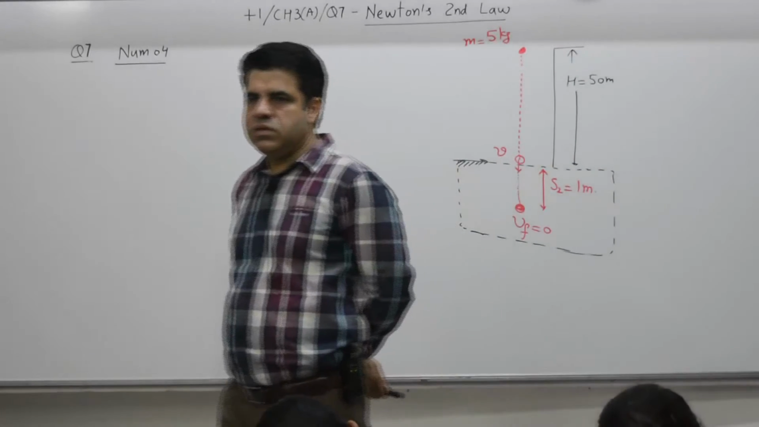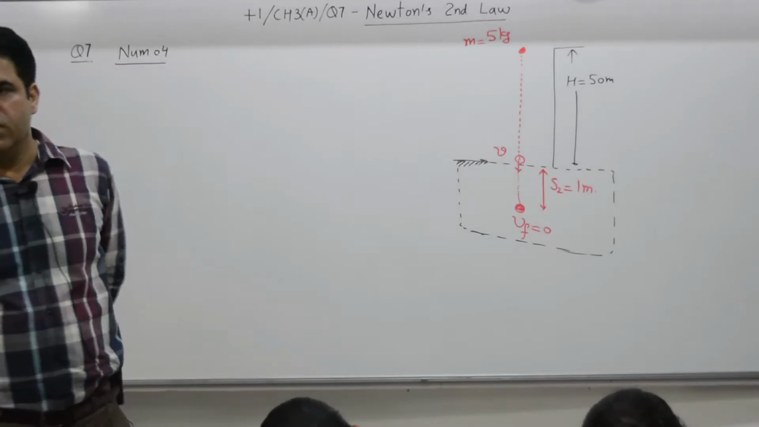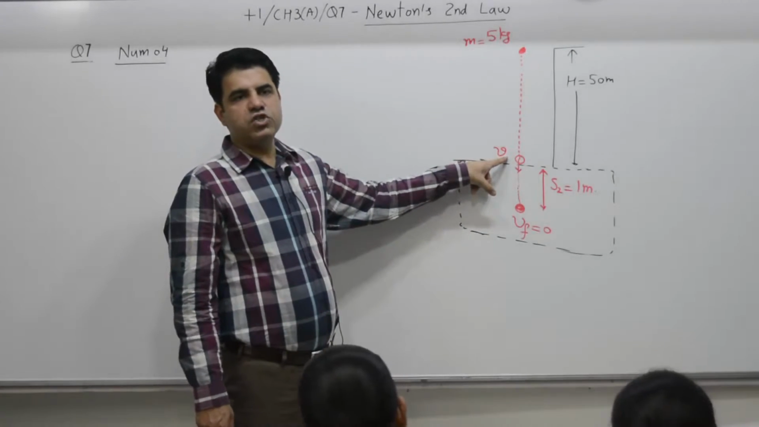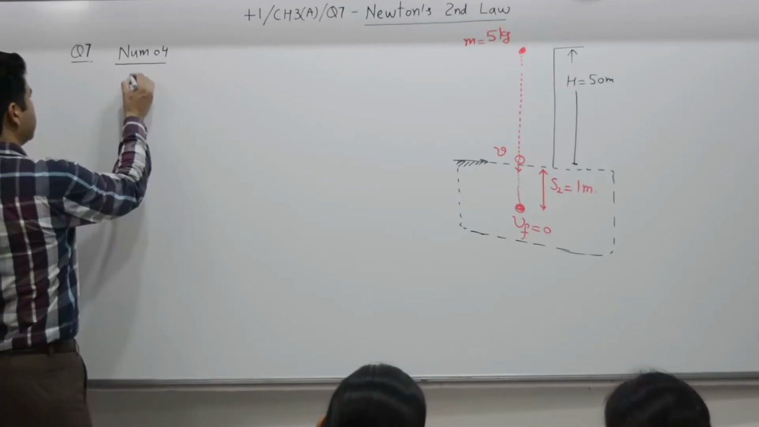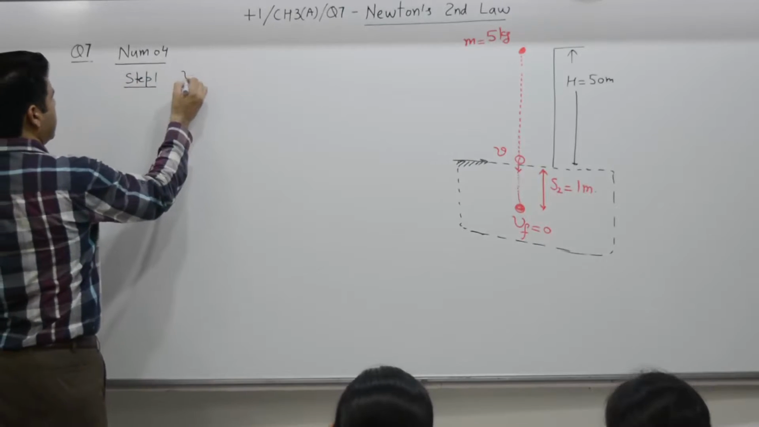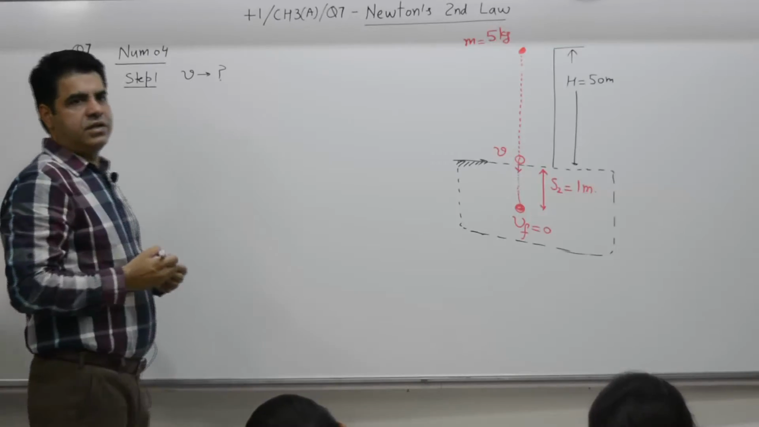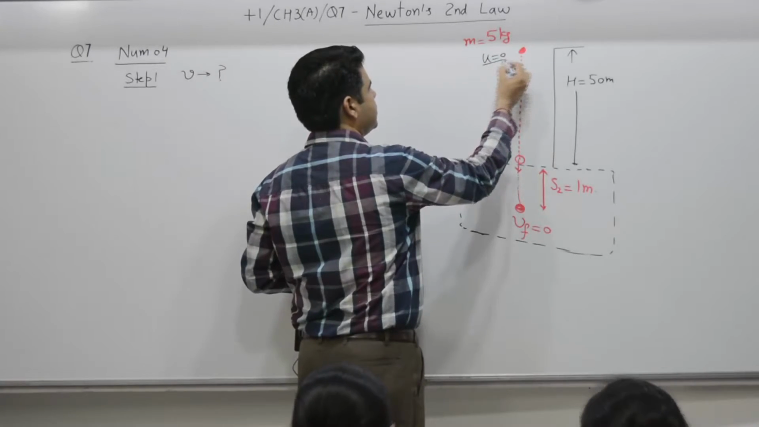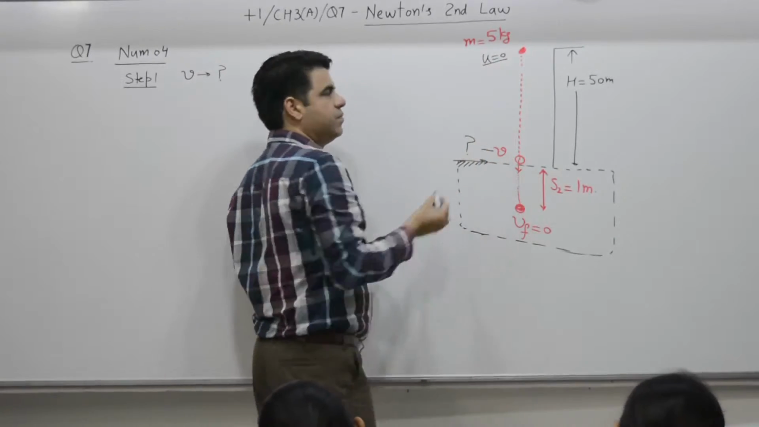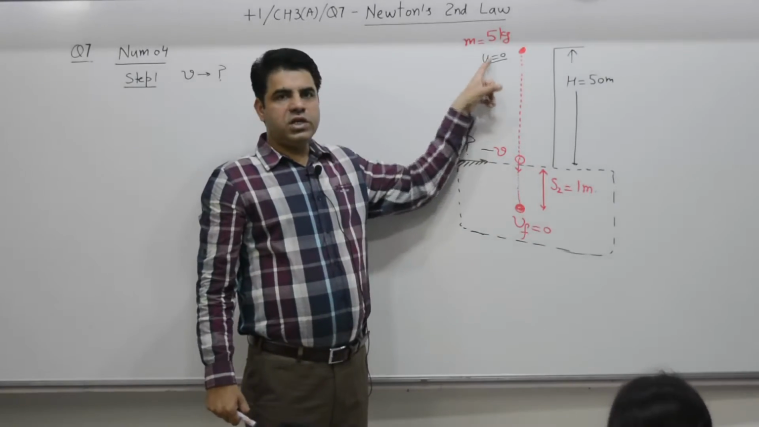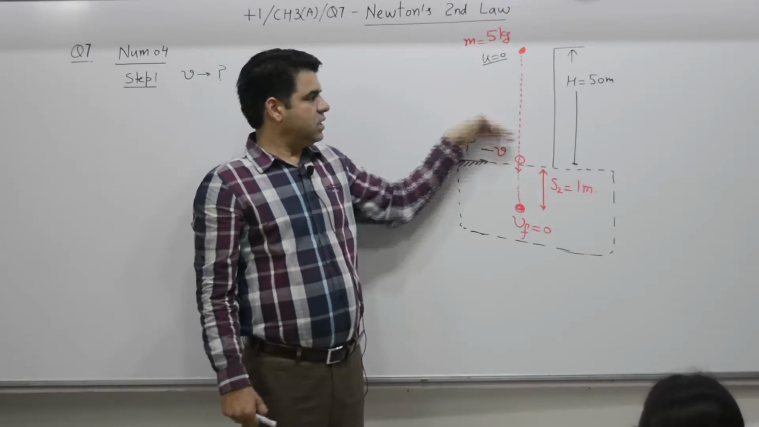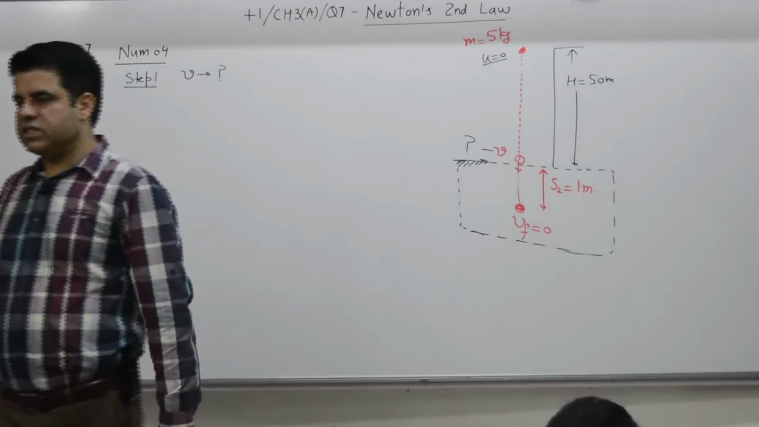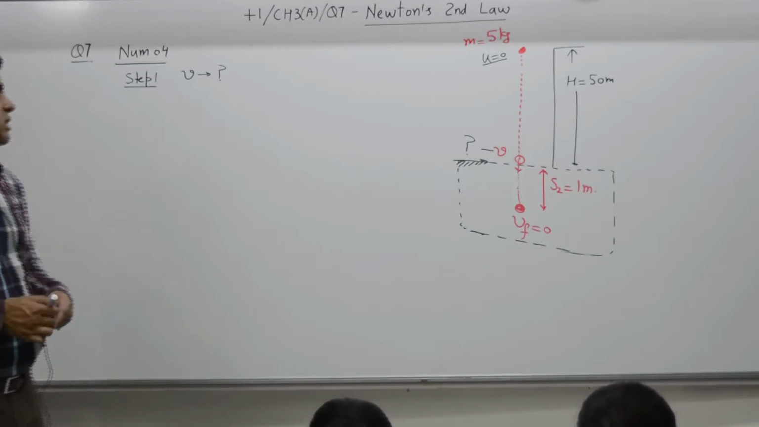Step 1 should be what? Step 1 is to find V. Hint: apply initial speed here. U is 0. V you have to find out. It falls through what distance? 50 meters, and under the effect of gravity, acceleration due to gravity. Apply V square minus U square is equal to 2AS.